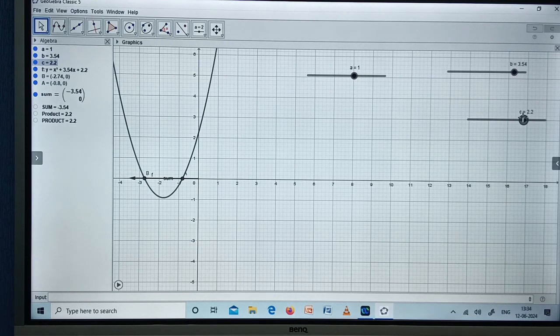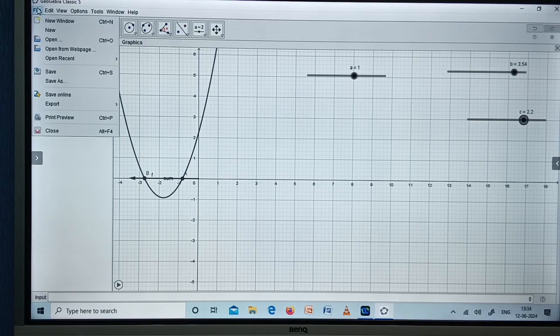Whether I multiply the zeros or whether I use the formula C by A. And both ways the sum is 3.54. Whether I added the zeros or whether I use the formula minus B by A. So for a quadratic polynomial, the sum of the roots is given by minus B by A and the product of the roots is given by C by A. Next, we are going to explore a cubic polynomial.